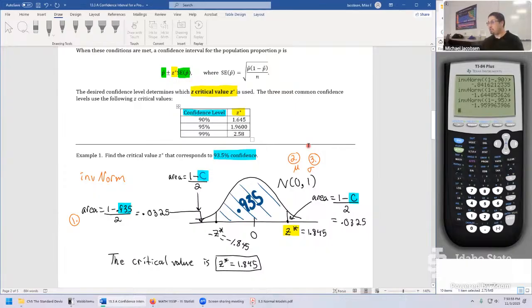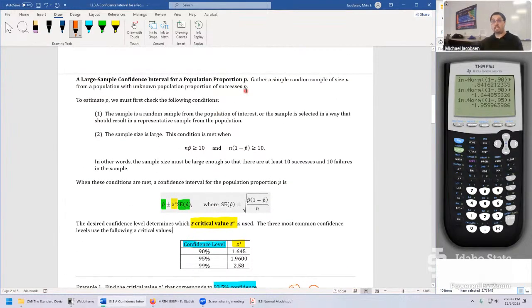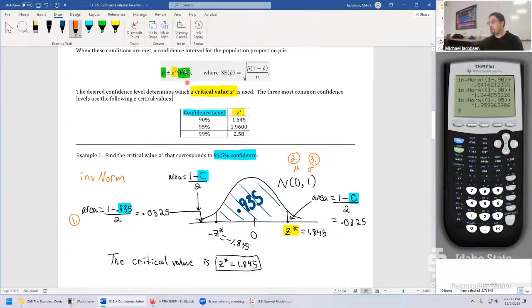Well, that's finding the critical number. Next thing we're going to do is just put it all together and write out some confidence interval results. But one more related concept that we can talk about is this p hat is the point estimate for the unknown parameter p itself that we're trying to estimate. The margin of error is the z star times the standard error of p hat.